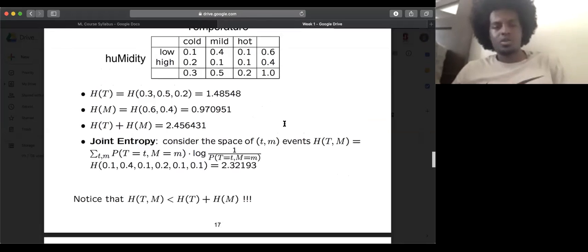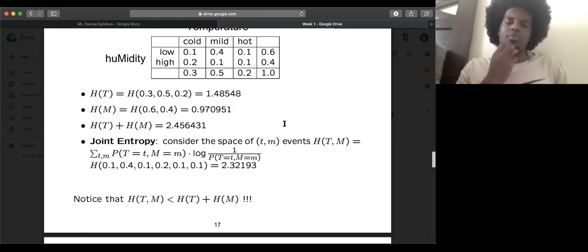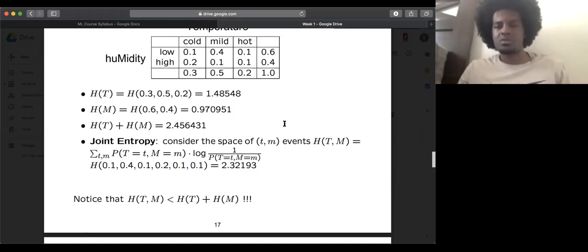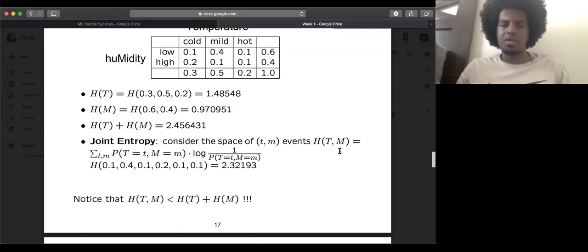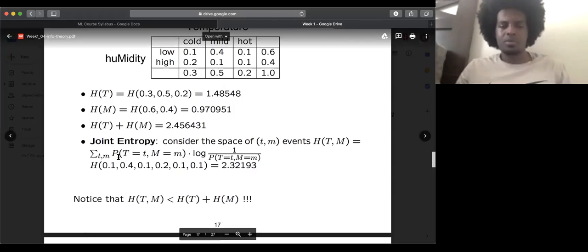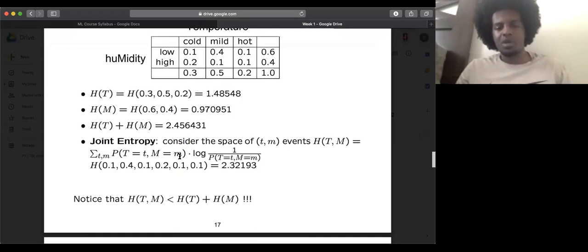So joint entropy is very similar to joint distributions, like distribution probabilities, and I think it's actually built upon that concept. So here you've got H of T comma M, and the joint space is the total observed events within that space for T and M. You can see that it's the sum over T and M of the probability of T equals t and M equals m, times the log of 1 over those probabilities, right?